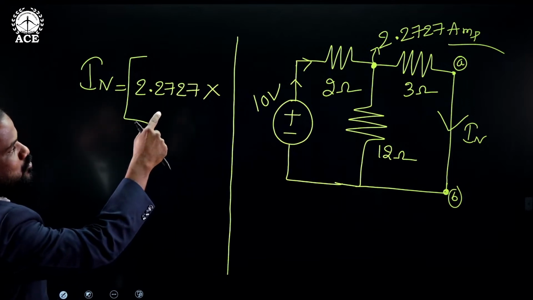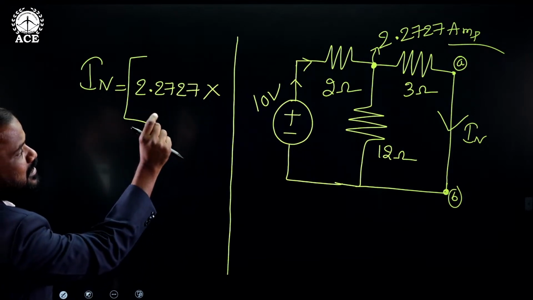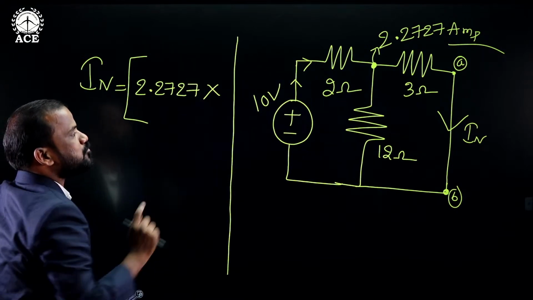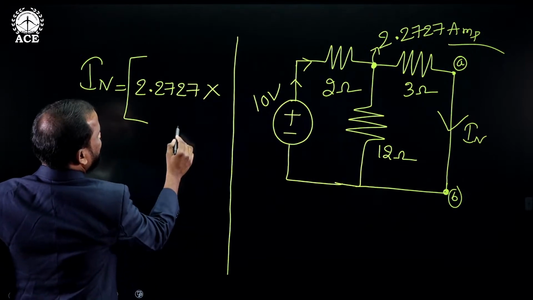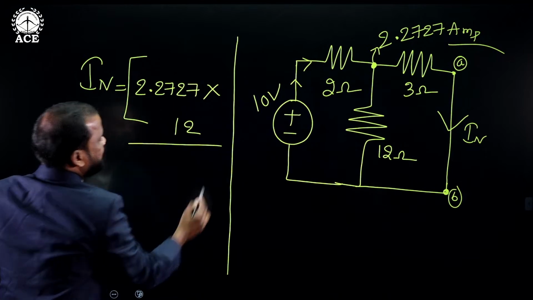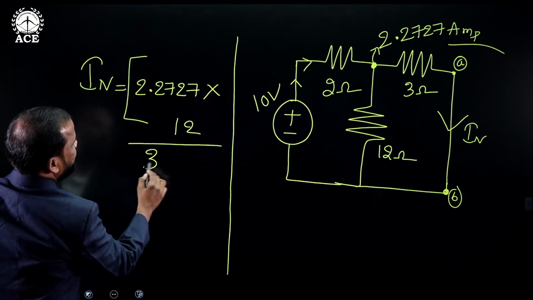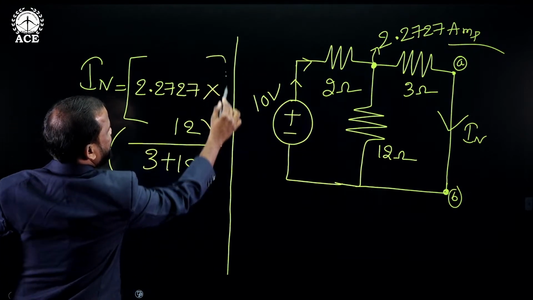So out of the 2.2727, some amount of current is flowing through the 3 ohm branch, which means the remaining current is flowing through 12 ohms. That is the reason why the opposite is always 12, so 12 divided by the addition of the two values, that is 3 plus 12. I think you are clear, yes or no? This complete value.